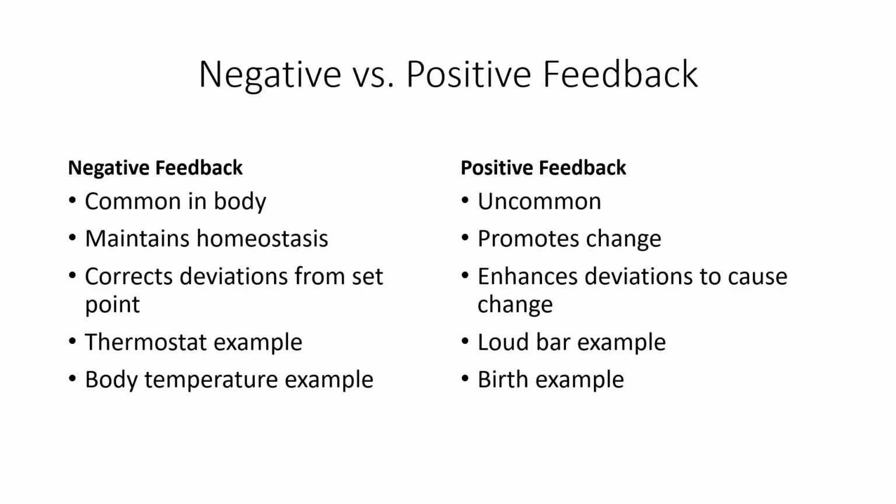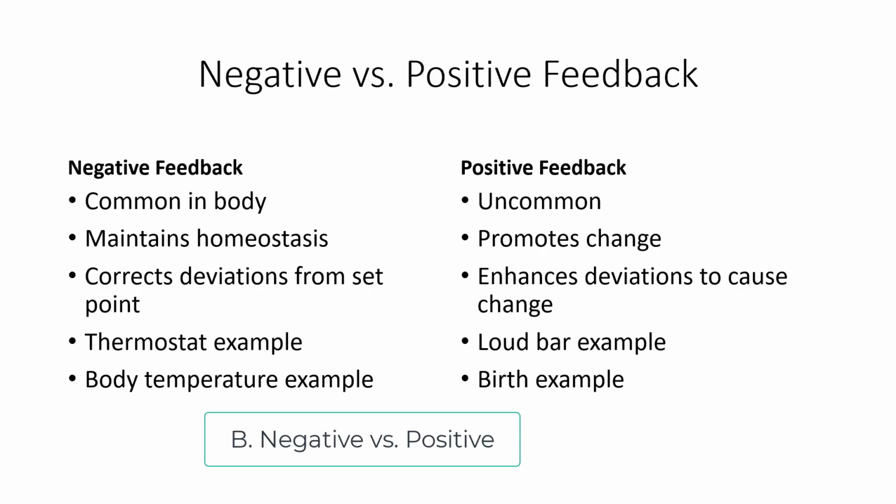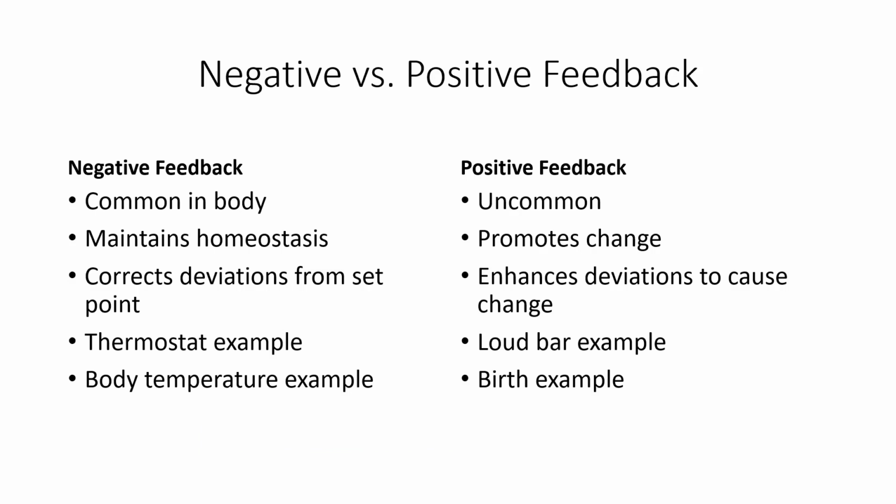An easy bit of confusion is that negative feedback is anything bad and positive feedback is anything good. This is outright wrong. Negative feedback counteracts a deviation from the set point. Positive feedback enhances deviations. So negative feedback is common in the body to maintain homeostasis. The example of the thermostat was negative feedback. The example of body temperature was negative feedback. Positive feedback is far less common.